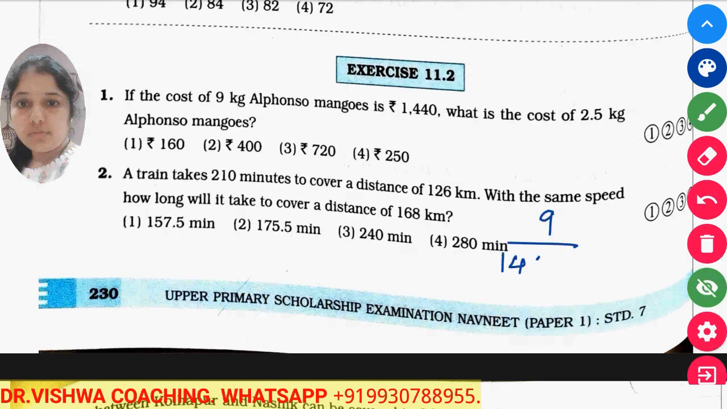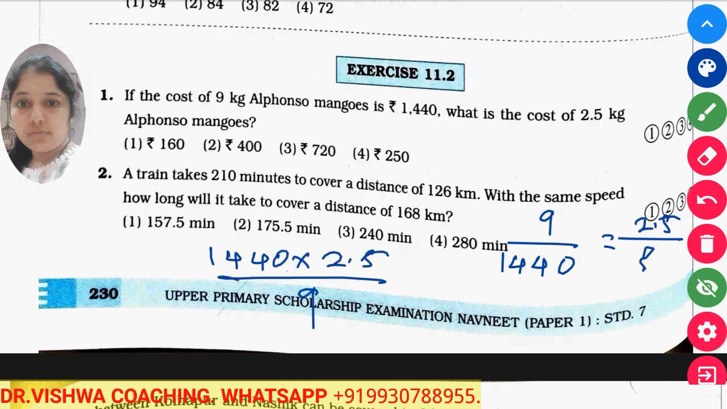9 kg Alfonso cost 1440. Then 2.5 kg costs how much? So 1440 into 2.5 upon 9. So 9 1 9. 5 will be the remainder. 9 6 are 54. 160 it becomes 16 25 are 16 5 are 88. 16 2 are 32 plus 8 40. So 400 is the cost of Alfonso 2.5 kg.